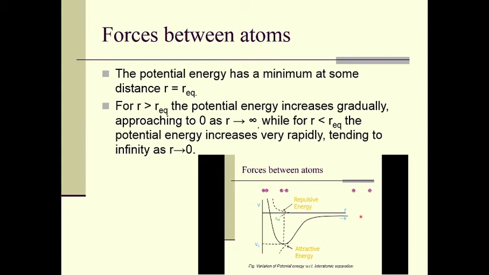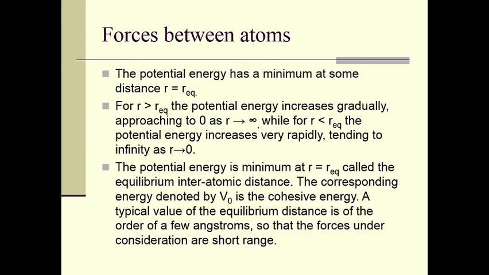At infinity it will be equal to 0, while for R less than R equilibrium, that means on the left hand side of R equilibrium, the potential energy increases very rapidly and tends to infinity as R tends to 0. That means when the separation between the two atoms tends to 0, the potential energy rapidly increases and tends to infinity when the separation between two atoms becomes 0.